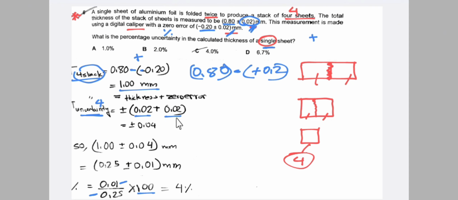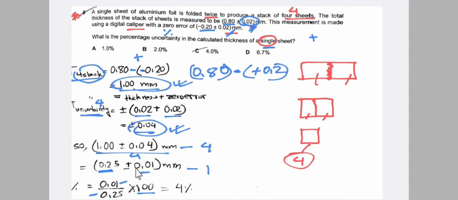So we just add the uncertainty. This is the total uncertainty for the 4 sheets, and this is the total reading for the 4 sheets. So total reading plus or minus its uncertainty for the 4 sheets. For 1 sheet, we need to divide the value by 4. So we need to divide the total value by 4. So this is the thickness for 1 sheet, and this is the uncertainty for 1 sheet.